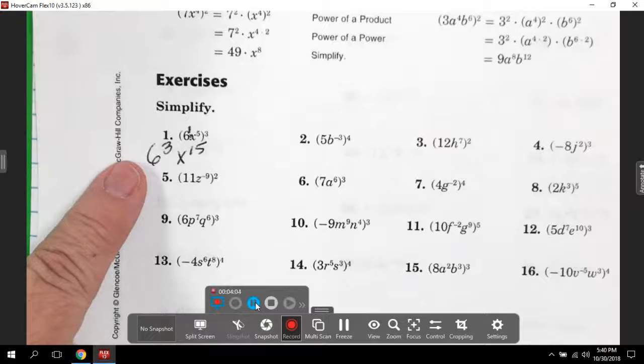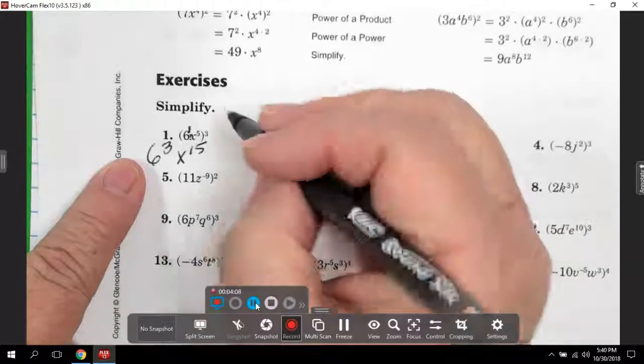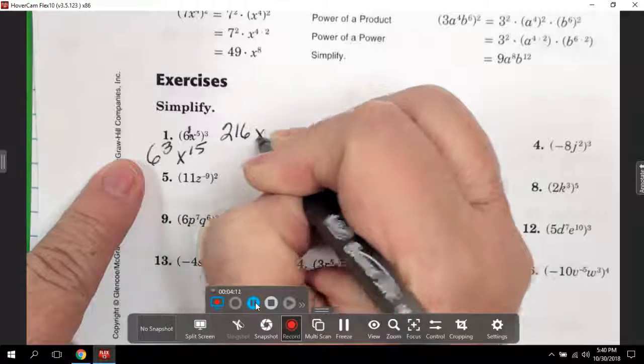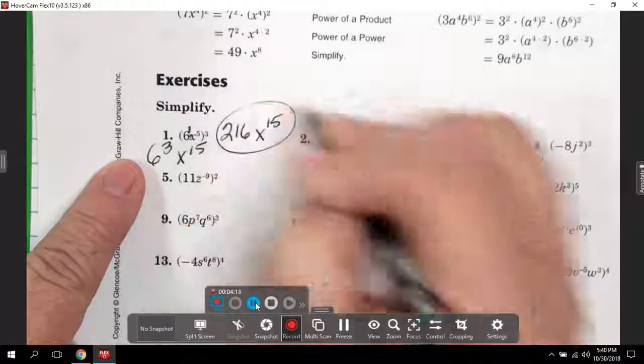We have one more step, and that's because we're going to multiply out 6 to the 3rd power. So our answer is going to be 216 x to the 15th power.